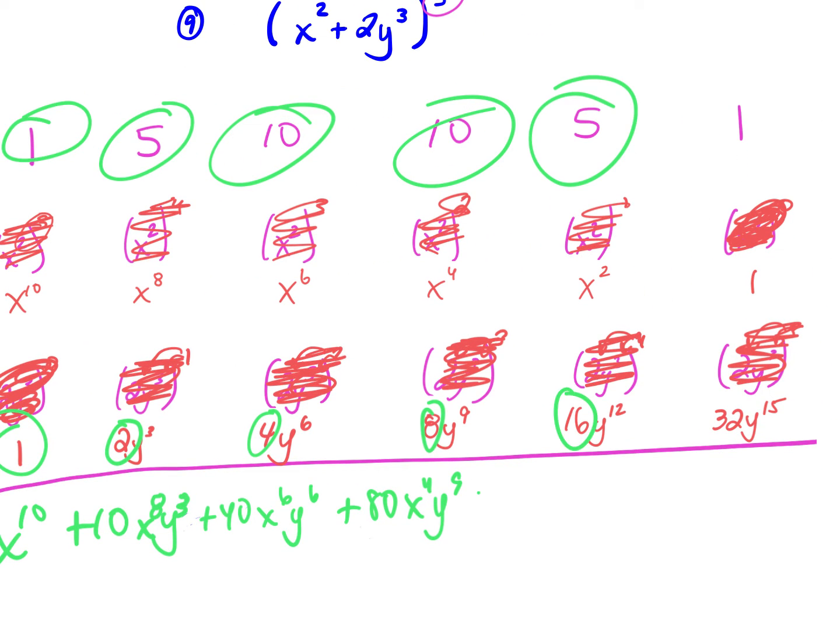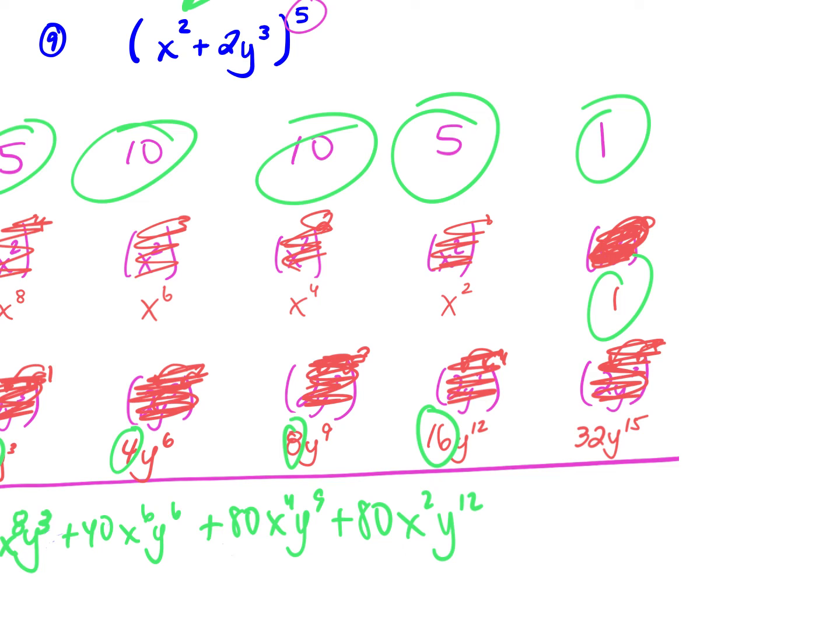5 times 16, again, is 80. Letters are x squared, y to the 12th. And then at the end, you have 1 times 32. So plus 32, y to the what?